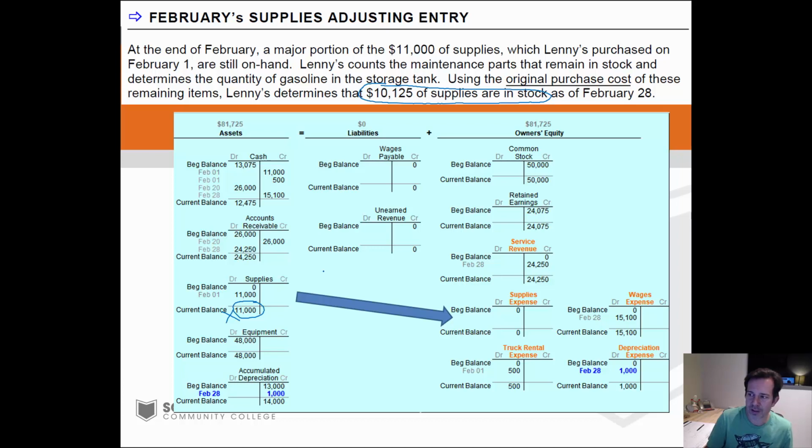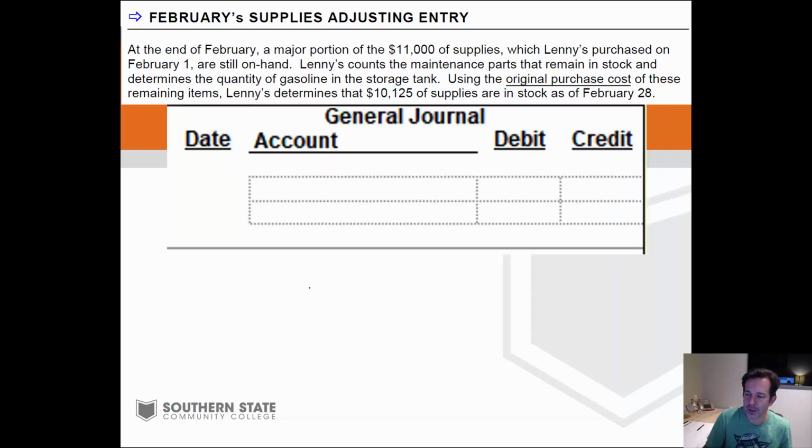So I've got to figure up what number I need here to get from 11,000 to 10,125. Well, it's not rocket science. It's arithmetic. If I began with 11,000 and now I only have 10,125, I've used up, let's see here, I'm going to use my calculator here, $875 worth of supplies in the month of February. Right on. Everybody see what I'm doing there?